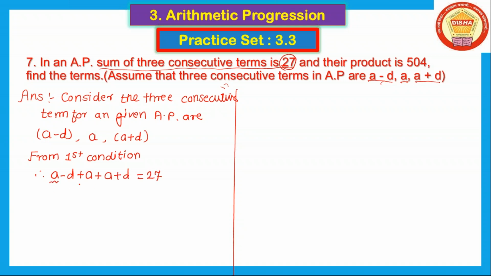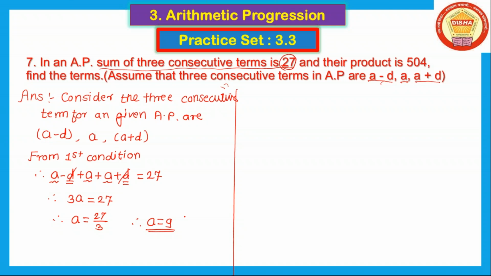We find the like terms present in that, that is A plus A plus A, which is equal to 3A. Then minus D plus D get cancelled and only 3A is equal to 27. Then from this we find the value of A as 27 upon 3, means A is equal to 9. Means we find the value of A from the first condition.